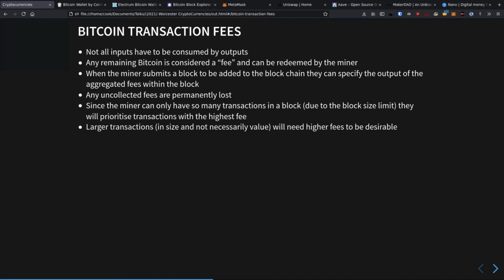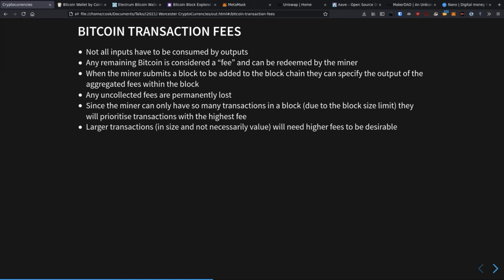So, transaction fees. The total amount of inputs does not have to equal the total amount of outputs in a transaction. Any remaining amount of coins will go to the person who mines the transaction. When a miner submits a block to the blockchain, they can specify an address which all of the spare coins will be sent to. If they don't specify any address, or they specify the wrong address, then the fees will be completely lost, and that's happened a couple of times.